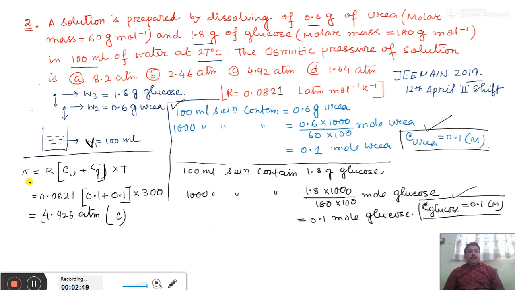We know pi equals CRT. Here, since two solutes are present, the equation is the concentration of urea plus the concentration of glucose, the overall concentration, into R into T. Putting in the appropriate values of R, the concentration of urea, the concentration of glucose and the temperature, we get the value of pi as 4.926 atmosphere, which is option C. So the correct option is C.